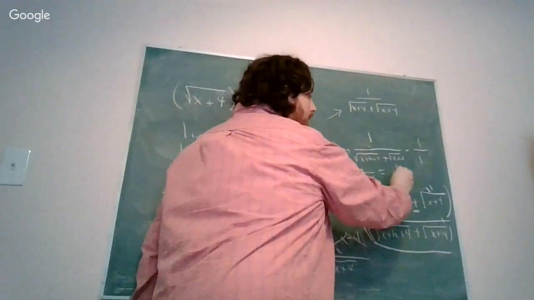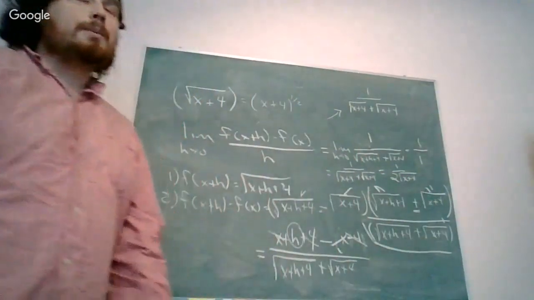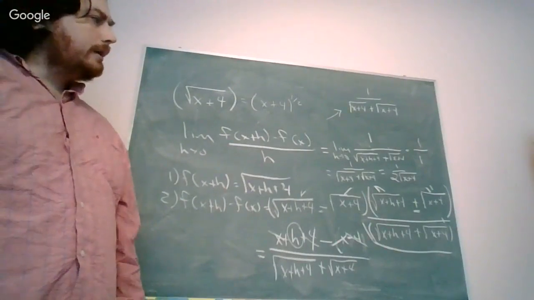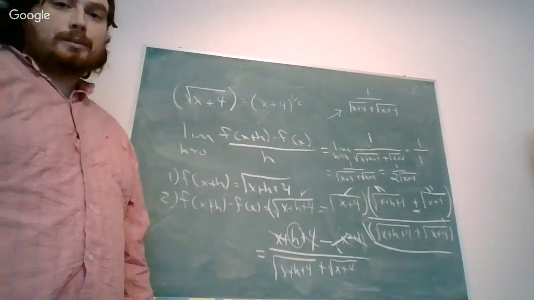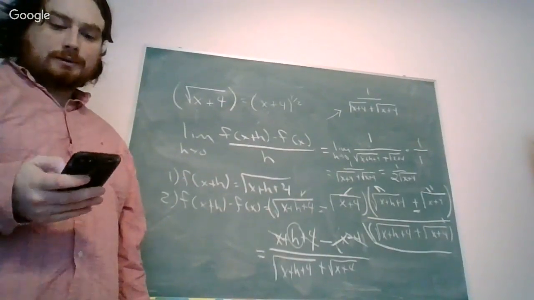There's two of them. So I get 1 over 2 square roots of x plus 4. And so that would be my derivative, which is exactly what we got using our chain rule and power rule combined. So that's a good thing, it looks like we got the right answer.